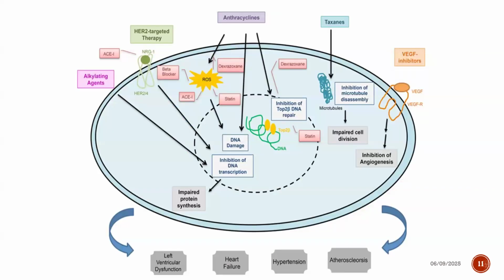So the diagram mainly shows the various chemotherapeutic agents, their mechanisms of action, and also the outcome of the therapy if no action is taken when there is a side effect. So it can lead to left ventricular dysfunction, heart failure, hypertension, and atherosclerosis. So we'll look at this diagram in detail later.